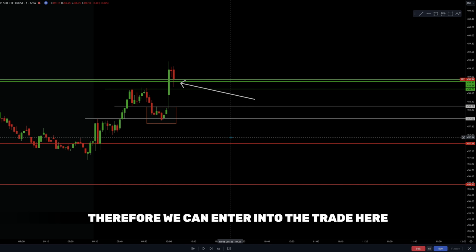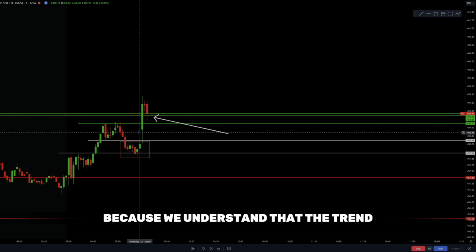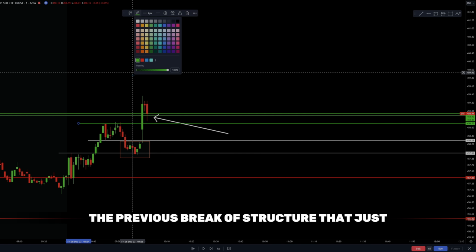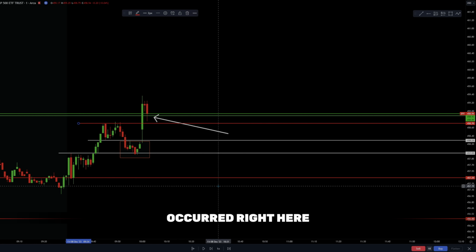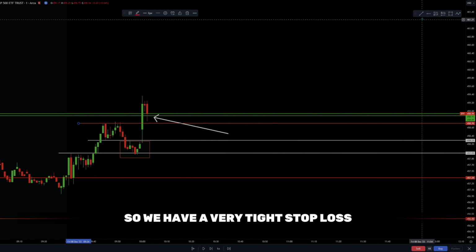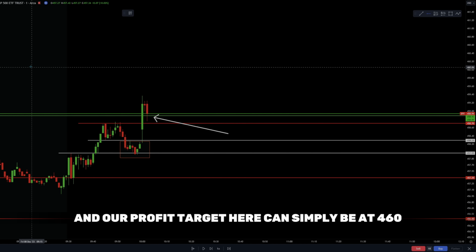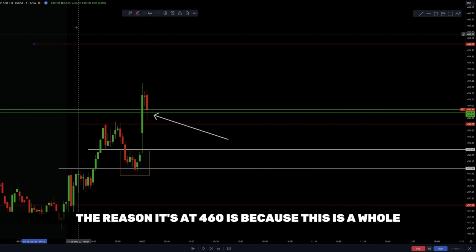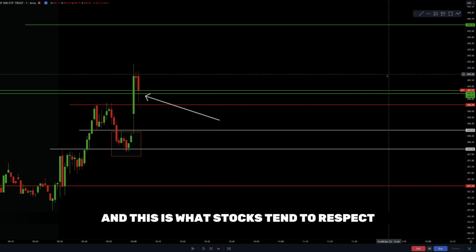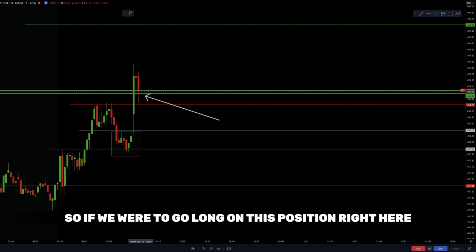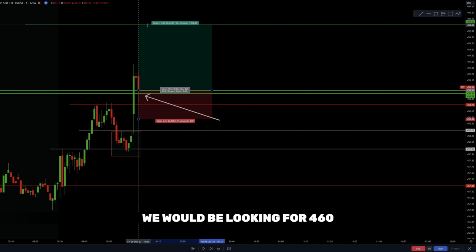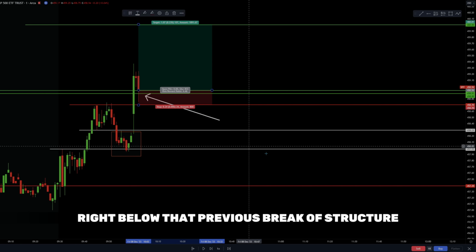Therefore, we can enter into the trade here because we understand that the trend has been developed to the upside. Our stop loss here would simply be the previous break of structure that just occurred right here. So we have a very tight stop loss. And our profit target here can simply be at 460. The reason it's at 460 is because this is the whole psychological level, and this is what stocks tend to respect. So if we were to go long on this position right here, we would be looking for 460 with our stop loss right below that previous break of structure.